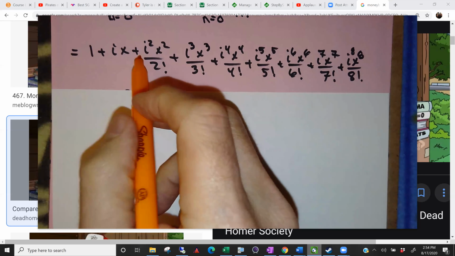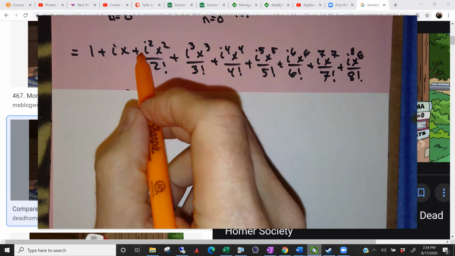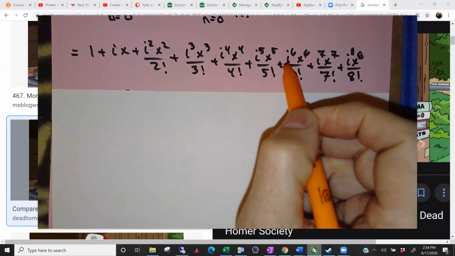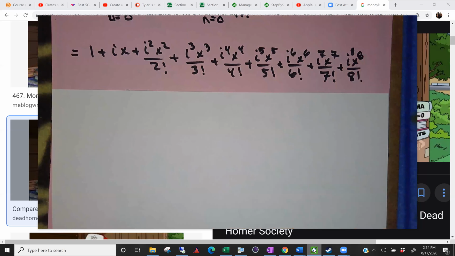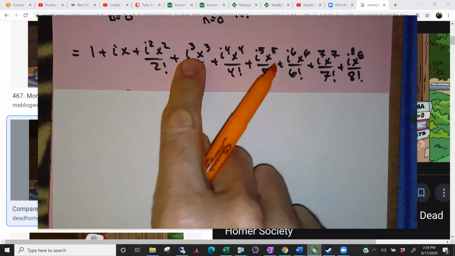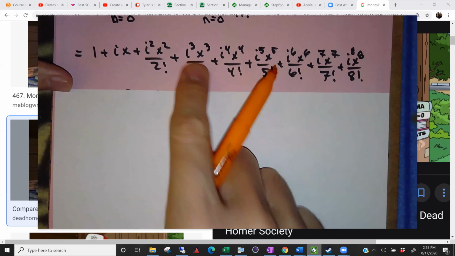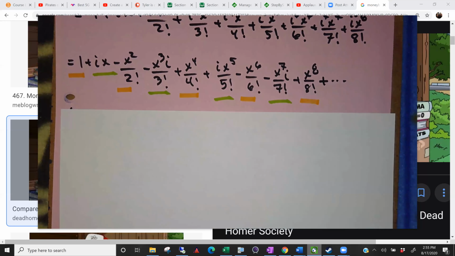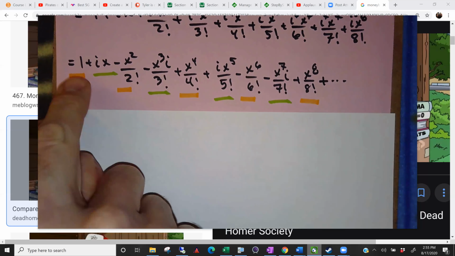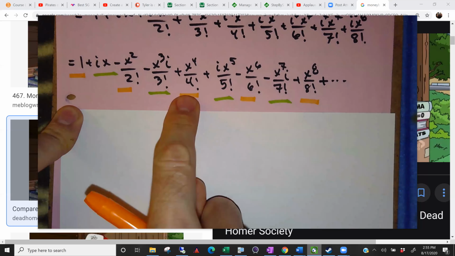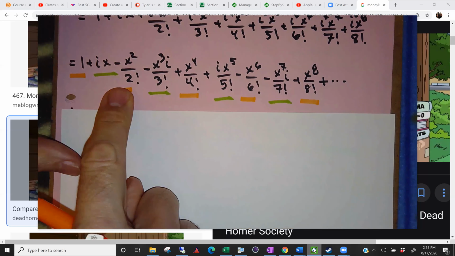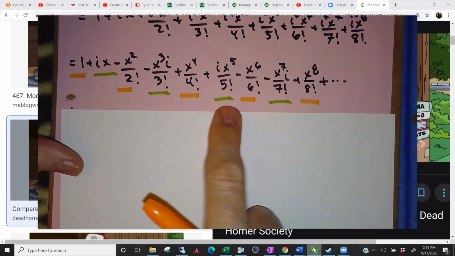but you can kind of see that you're going to get some simplification, like i squared, that's going to be -1. i to the 4th, that's going to be +1. i to the 6th, -1. i to the 8th, +1. And these other ones are going to be either i or -i. So we get something like this. And I've split it up in a couple ways. Stuff that doesn't have i, I've underlined in orange. Stuff that does have an i, I've underlined in green.